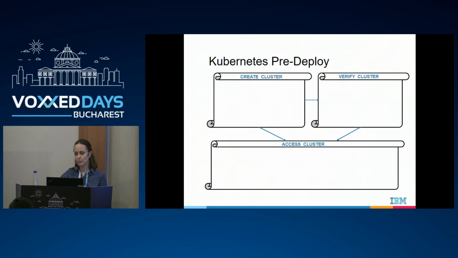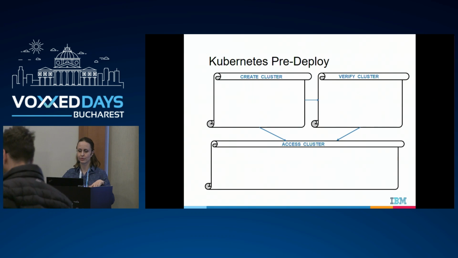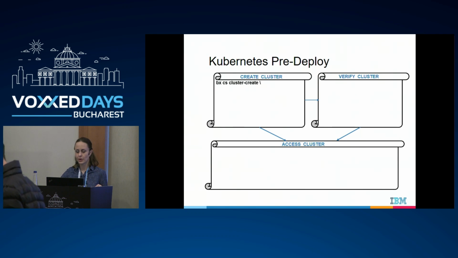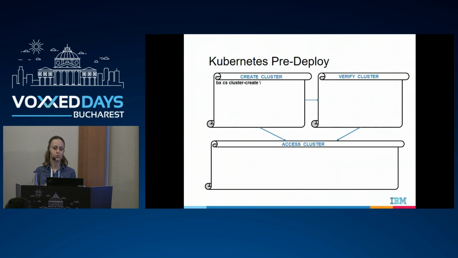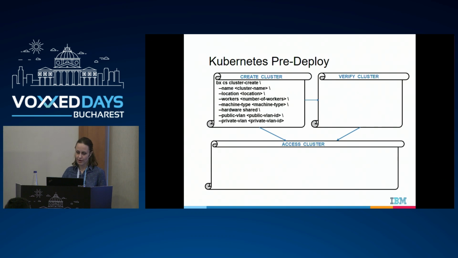Before going into deployment, we need some Kubernetes pre-deploy steps. So we need to create a cluster, verify it, and access it. And I'm going to show you some commands for the command line, but you can also do it visually from the catalog in the Web UI. So a typical command to create your own cluster in IBM Cloud would be bx cs cluster-create, followed by a lot of options.